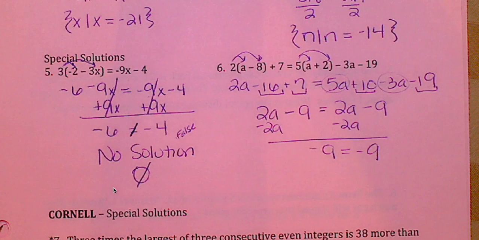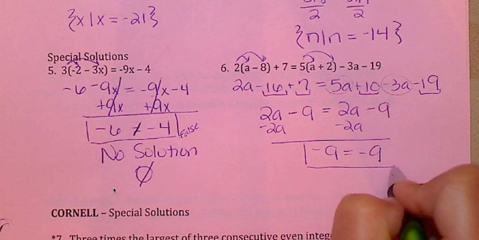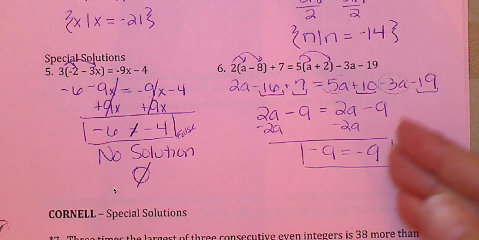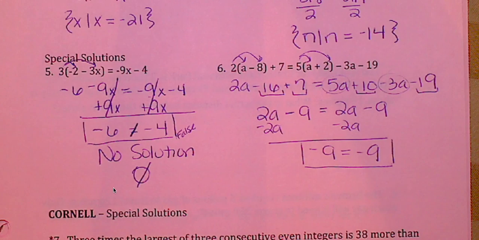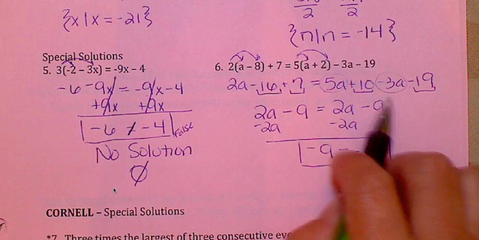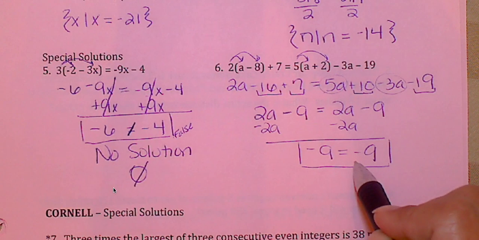So when you have a special solution, you need to go all the way to this step where everything drops out except the numbers. So the variables drop out, and you show me and you prove to me that the variables are going to drop out. And this is a true statement. So because this is true, it says no matter what a is, because a always drops out, this one's going to work every single time.